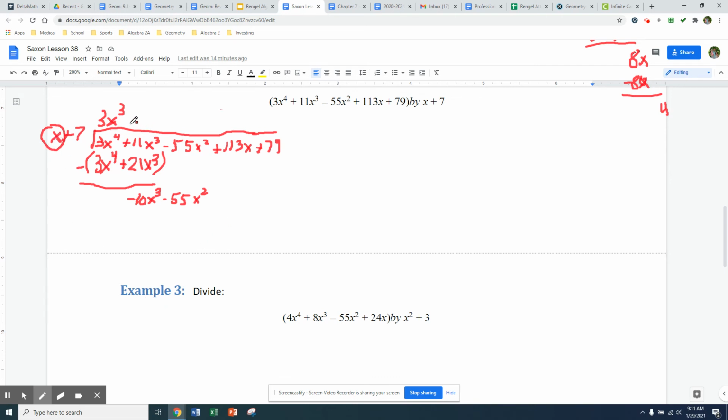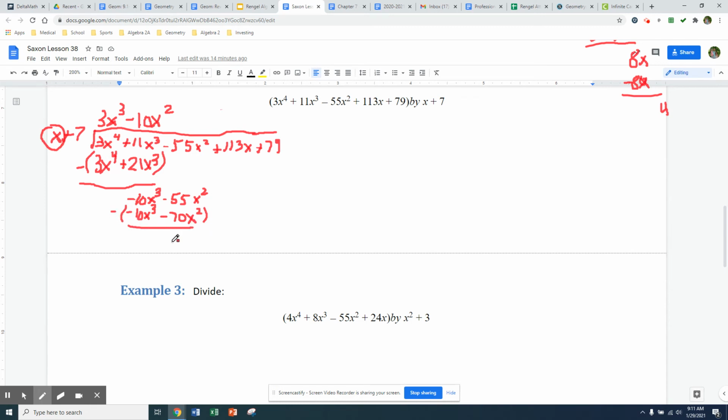So how can I get x to multiply to negative 10x to the third? That would be a negative 10x squared. So multiply negative 10x squared times x, that's going to give me negative 10x to the third. Then I multiply negative 10x squared times 7, which is negative 70x squared. And I do my subtraction.